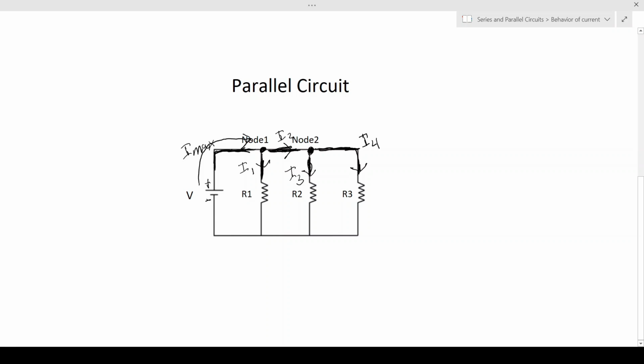Something important that you should note is that I1, I2, I3, and I4 do not necessarily have to be the same. They can be different. And this is something that is different in the series circuit compared to a parallel circuit. Because with a series circuit, the current that is flowing throughout the entire circuit is the same. But with a parallel circuit, the current that is flowing throughout the circuit can possibly be different.